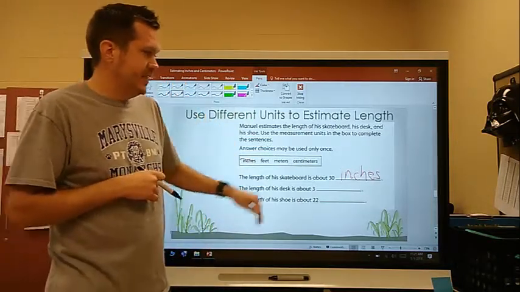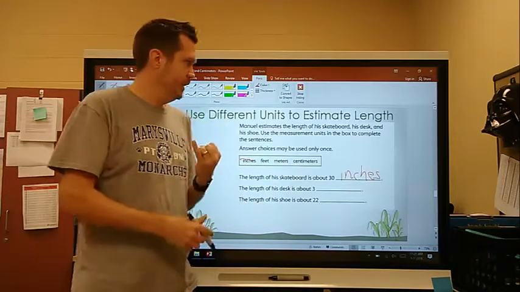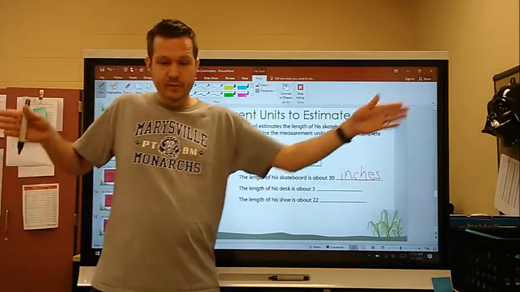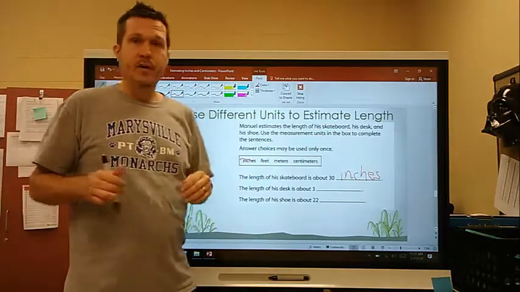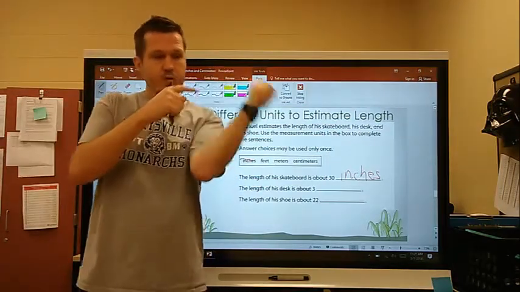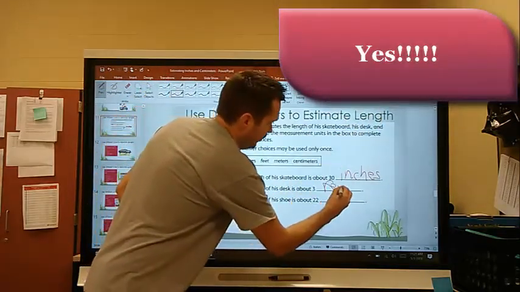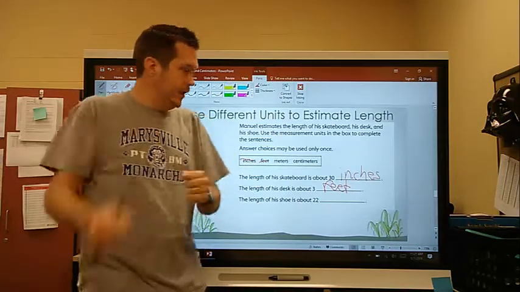The length of his desk is about 3 centimeters. Ooh, 3 centimeters, that'd be really tiny. The length of his desk is about 3 meters. That would be 3 of these, 3 doors. Nope, that's way too wide. About 3 feet, about 3 of these. 1, 2, yeah, that's probably it. It's about 3 feet. Woohoo! I think we're doing good.